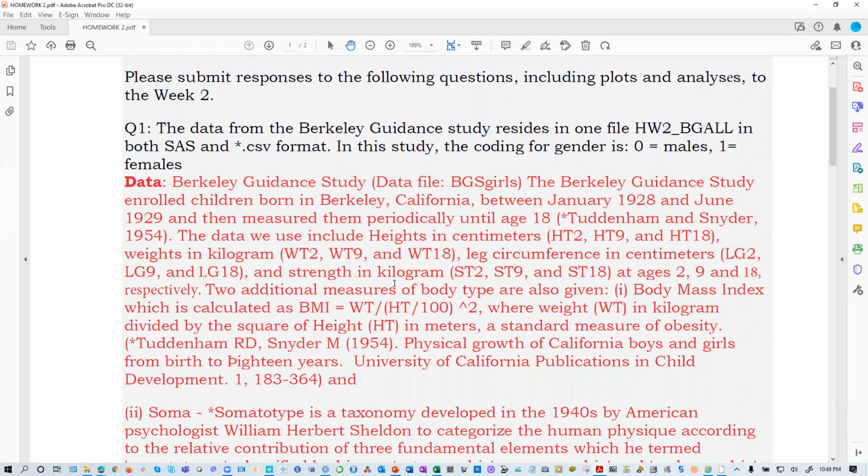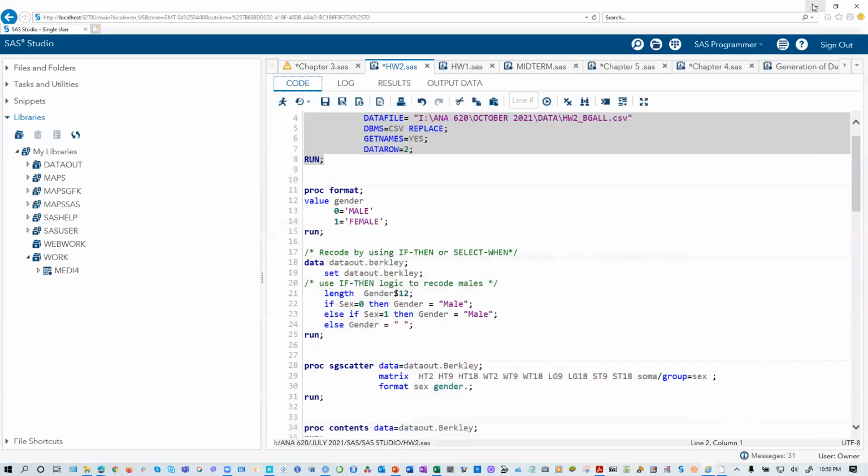But it doesn't say clearly anywhere. Oh, here, I'm sorry. It's here. 0 males and 1 females. Okay, coding gender has been given. So 0 means male, 1 is female.